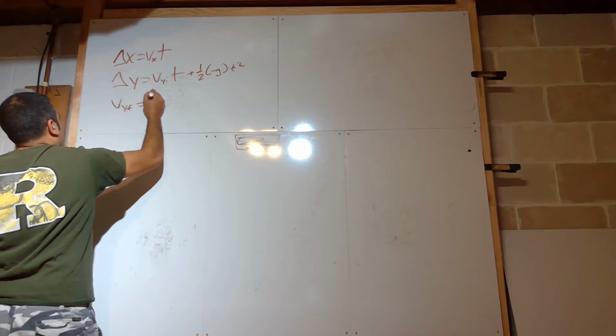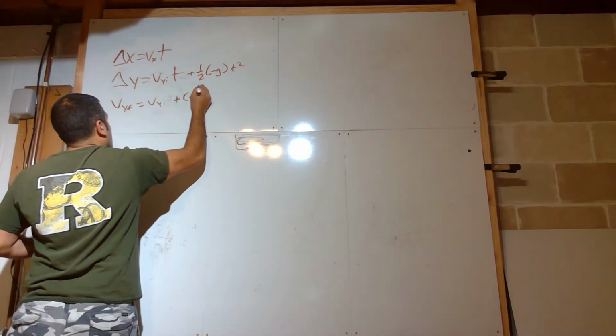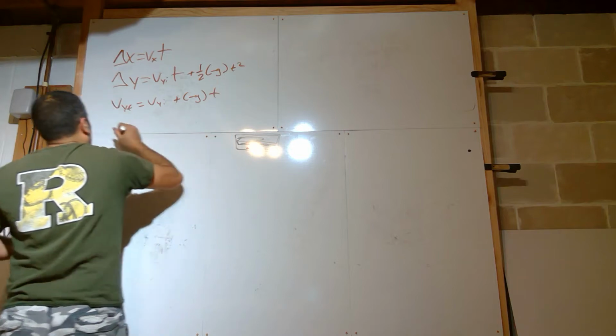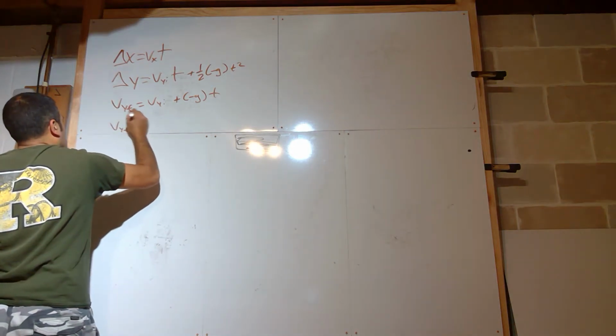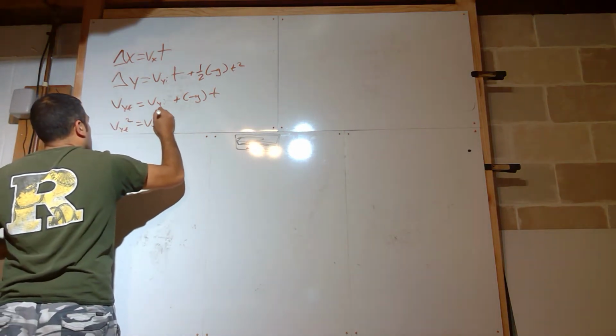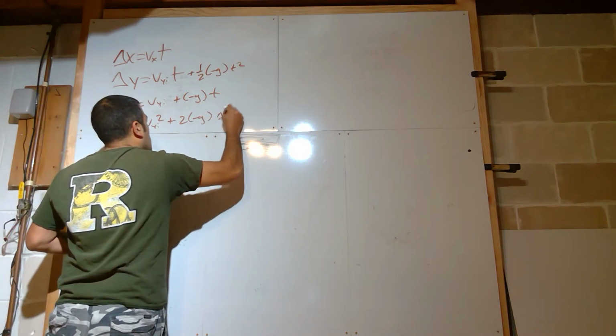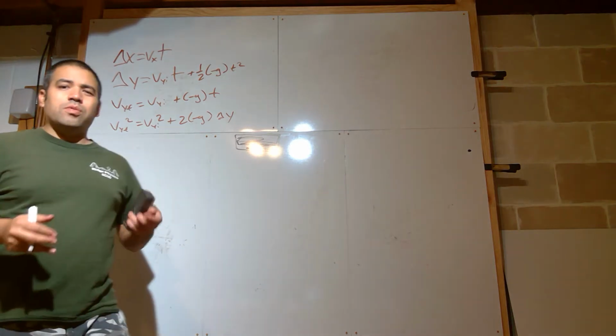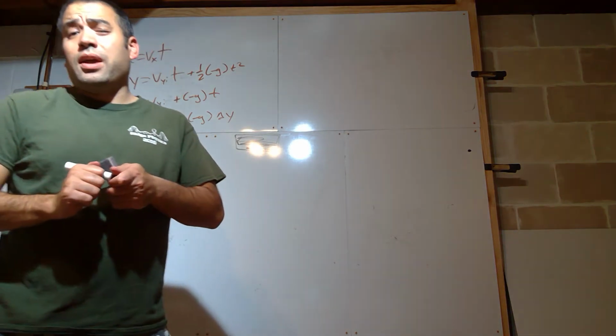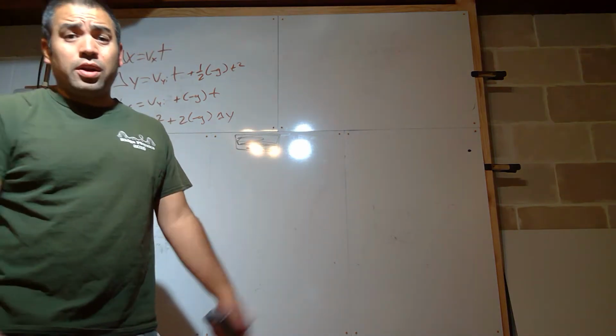We also have vyf equals vyi plus negative g times t. And the last one is vyf squared equals vyi squared plus 2 negative g delta y. And we use those to analyze the problem. And what we did was we separated out the x direction from the y direction.